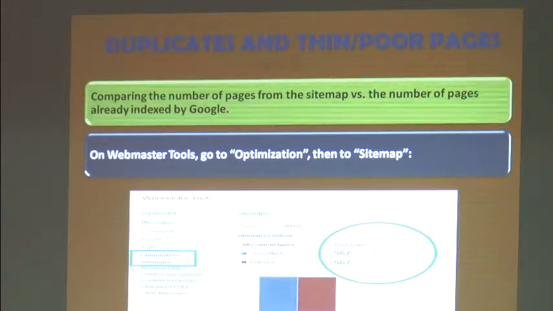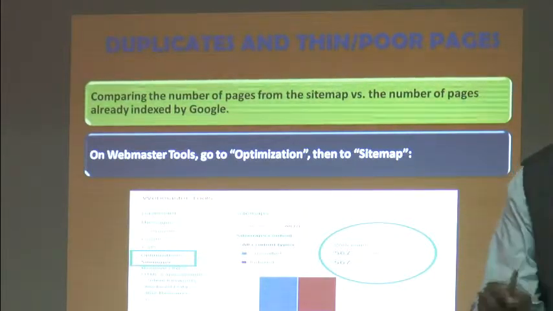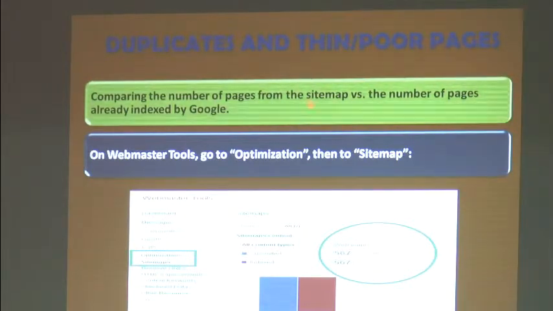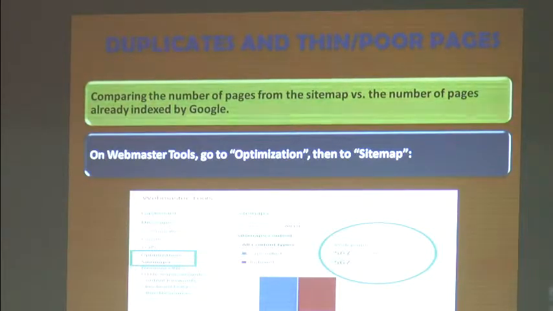That means whatever sitemap you have created, the number of pages in the sitemap and the number of pages Google has indexed are exactly matching. You will understand if it's exactly the same. If there is a difference, then you need to look at why there is a difference.